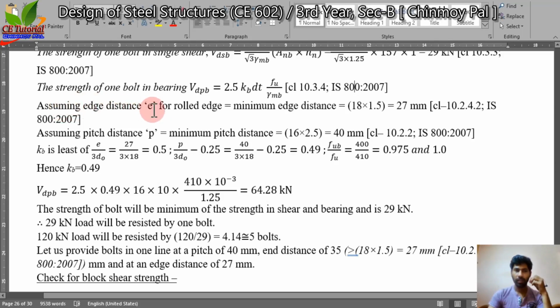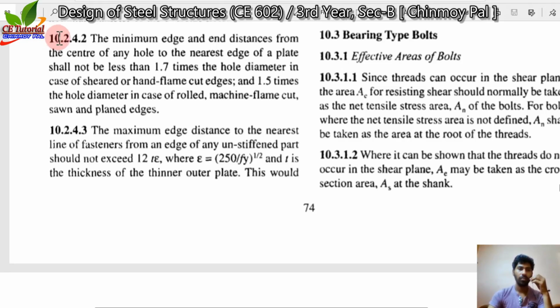Let us assume edge distance E for rolled edge. The minimum edge distance we are considering, that is 27 millimeter. Clause 10.2.4.2 is providing this limitation of minimum edge distance. This is clause 10.2.4.2, and you can see 1.5 times the hole diameter in case of rolled, machine flame cut, sawn and planed edge. So we are assuming that this is rolled edge, that's why we are multiplying by 1.5.